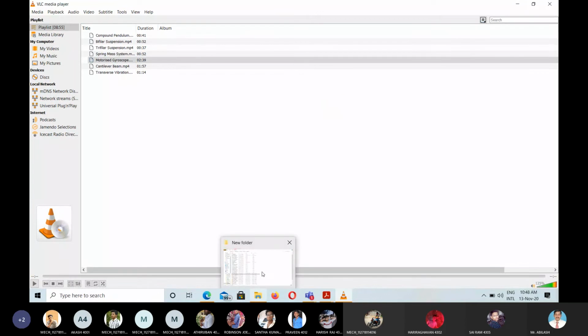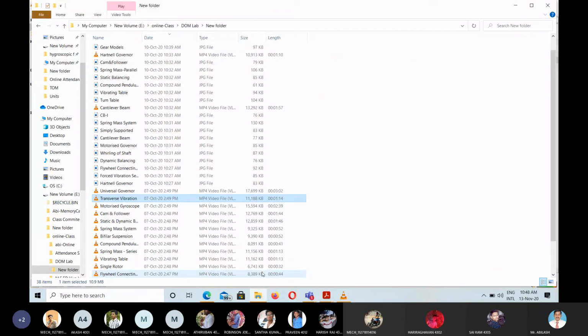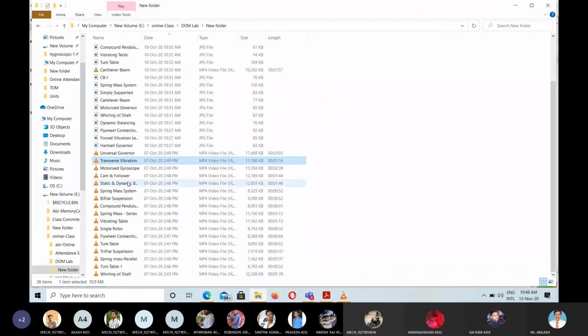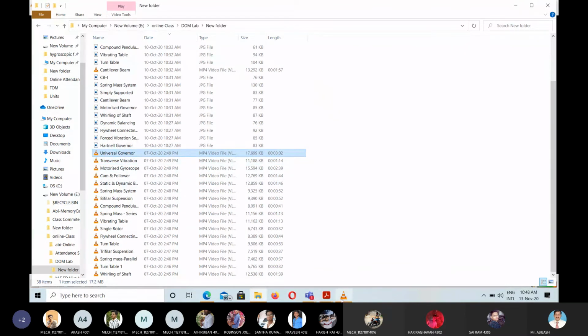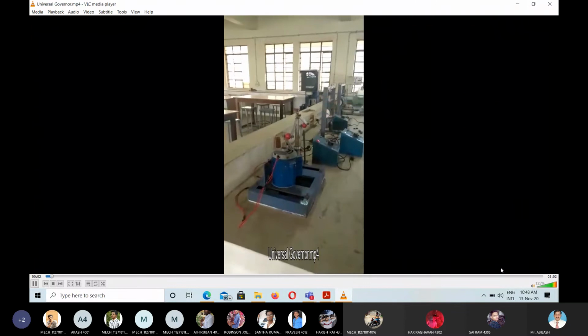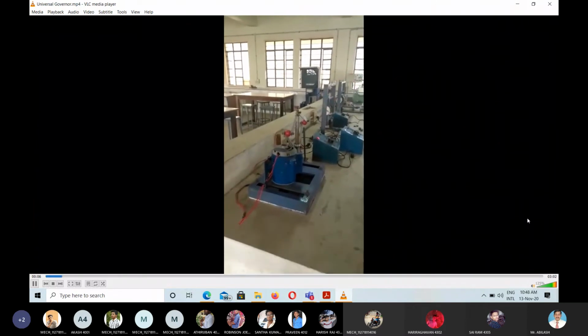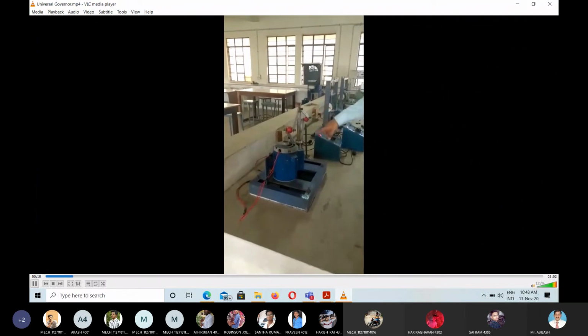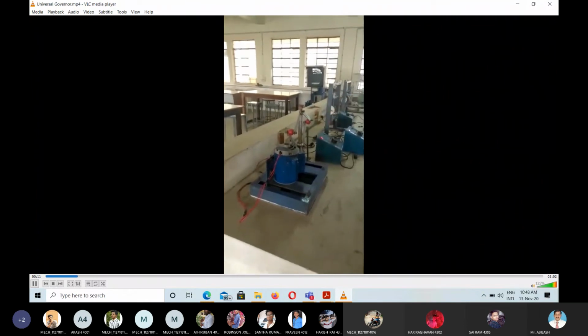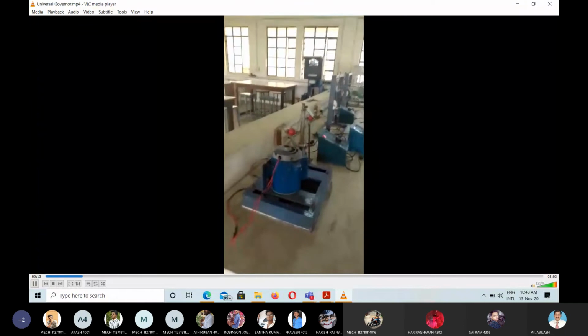Okay, next let me explain the motorized gyro universal governor. Here we are going to perform 4 different experiments: Watt governor, Porter governor, Royal governor, and Hartnell governor. We already discussed the configuration. Let me consider this is the initial position of the Watt governor.